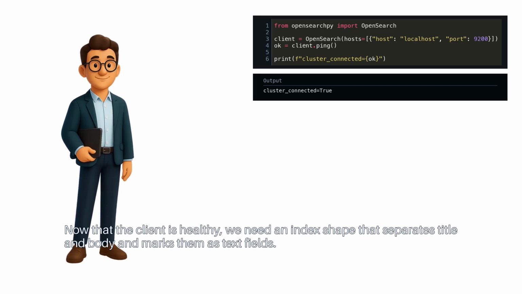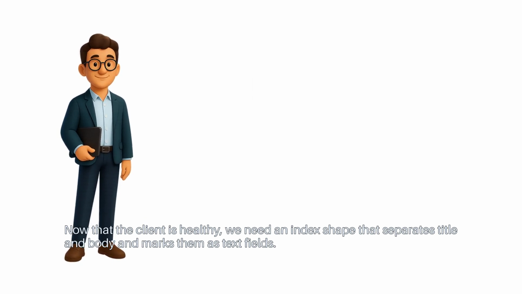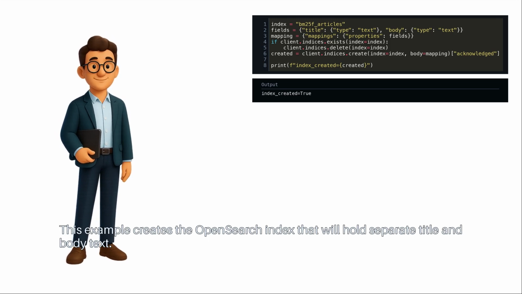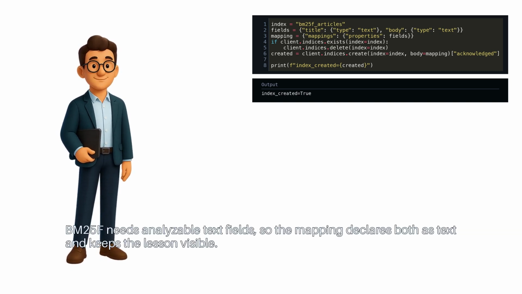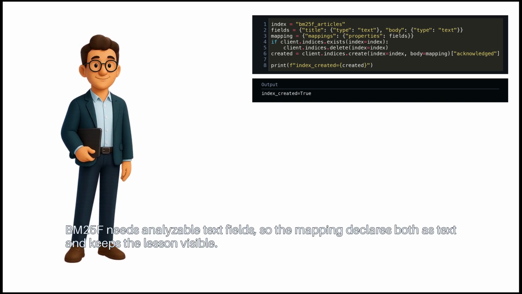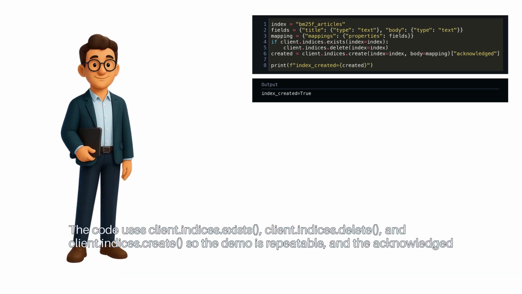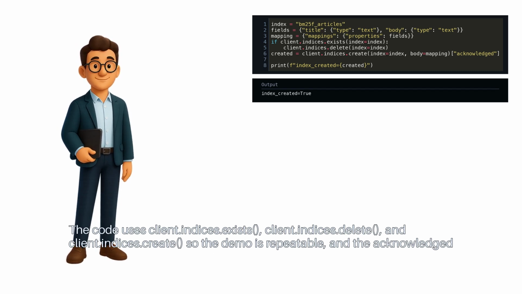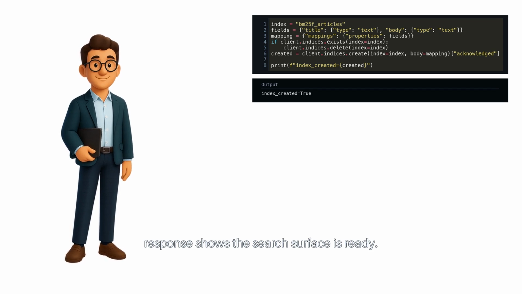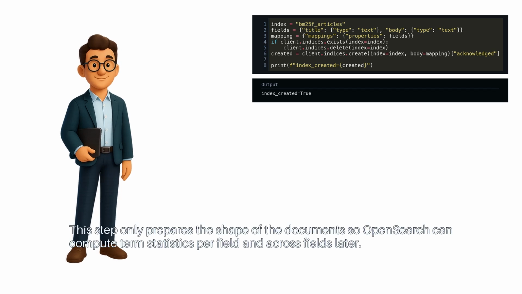Now that the client is healthy, we need an index shape that separates title and body and marks them as text fields. This example creates the OpenSearch index that will hold separate title and body text. BM25F needs analyzable text fields, so the mapping declares both as text and keeps the lesson visible. The code uses client.indices.exists, client.indices.delete, and client.indices.create, so the demo is repeatable, and the acknowledged response shows the search surface is ready. This step only prepares the shape of the documents, so OpenSearch can compute term statistics per field and across fields later.